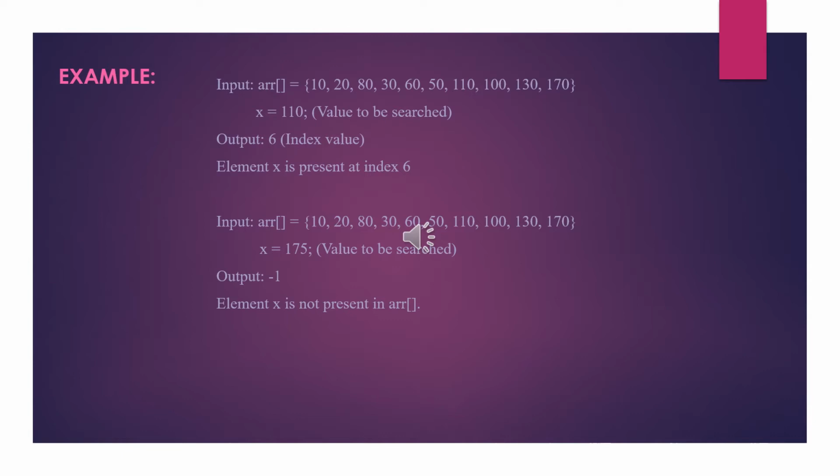Next, we have taken the same array, but the value we are now searching for is 175. The 175 is not present in this array. So the output is -1, and it is saying that the element x is not present in the array.